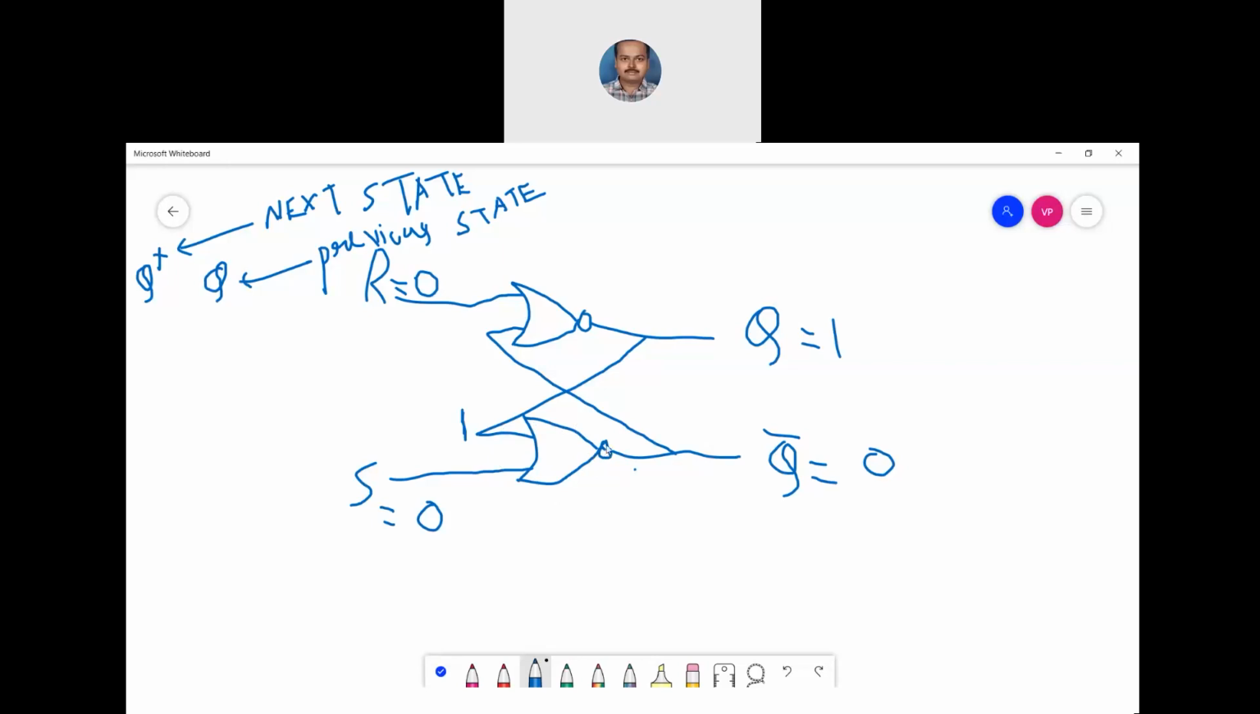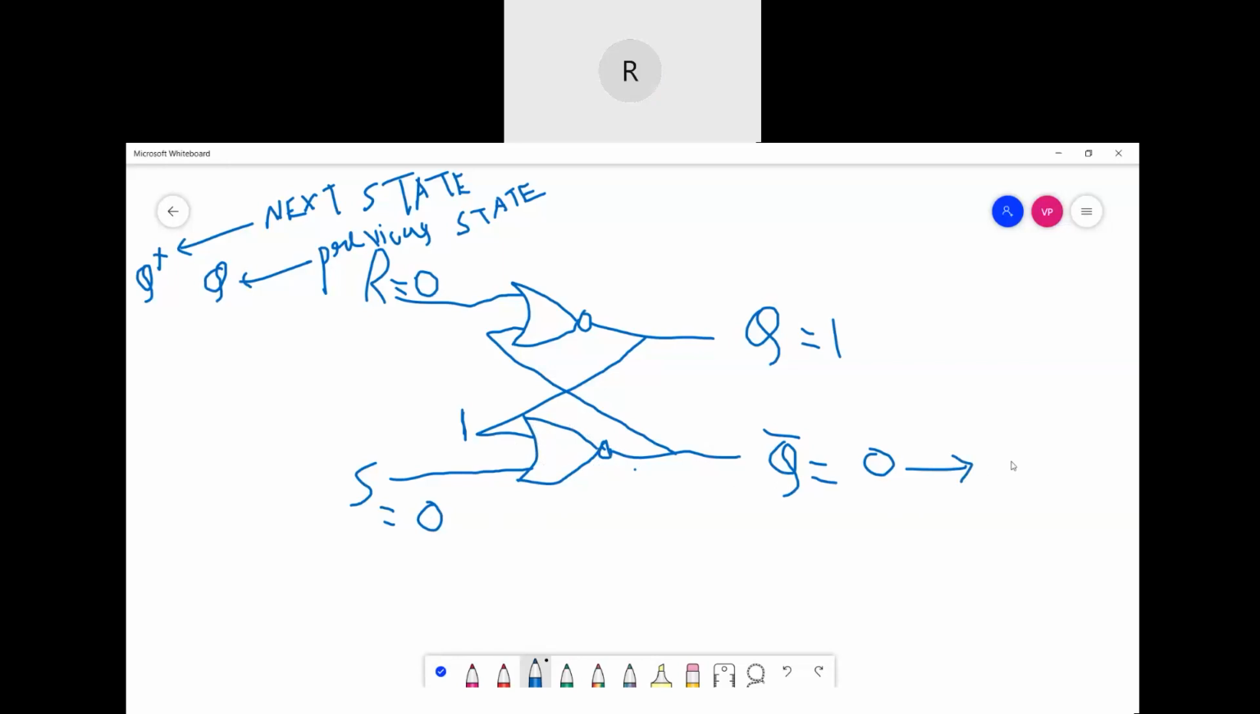Now we have an OR gate. One of the inputs is 1, the other one is 0. For OR, what do we have? If one of the inputs is high, the output is high. For the NOR gate, it is the complement of that. Right? So what is the output of this NOR gate? This is equal to 0.